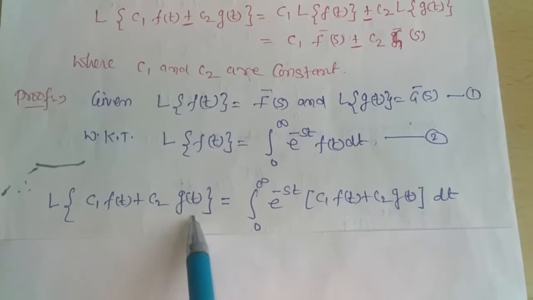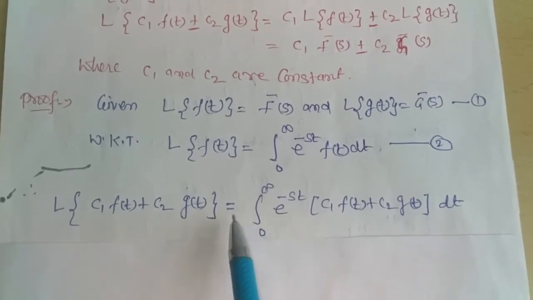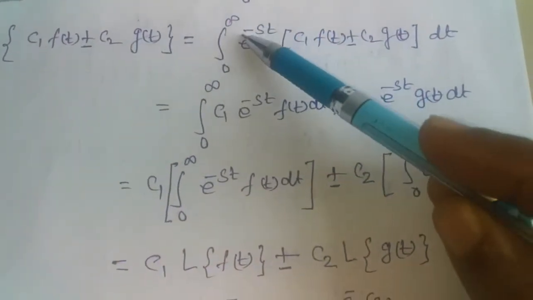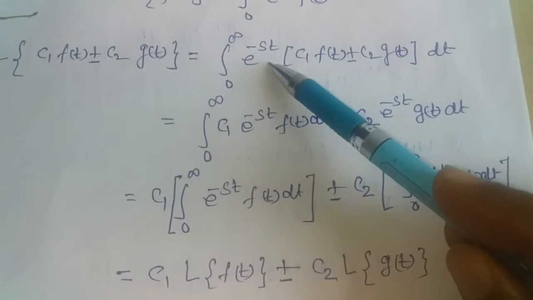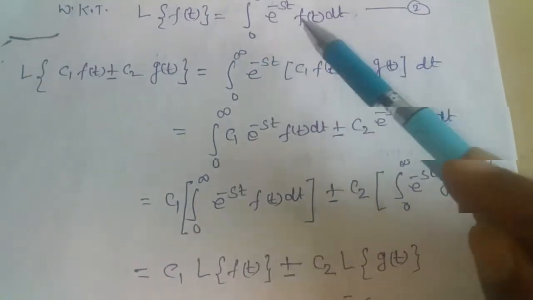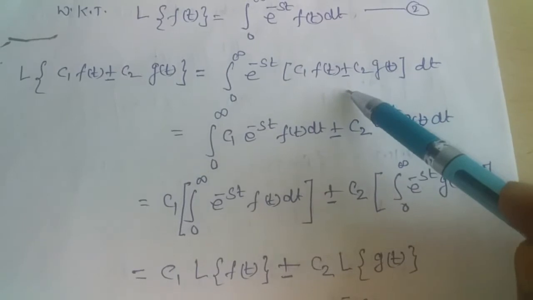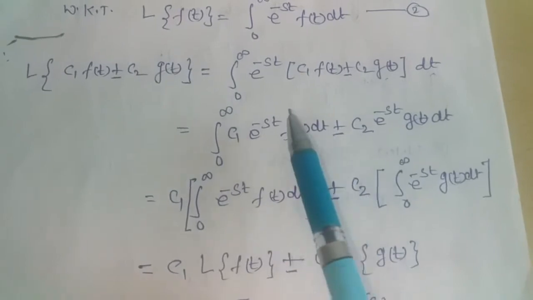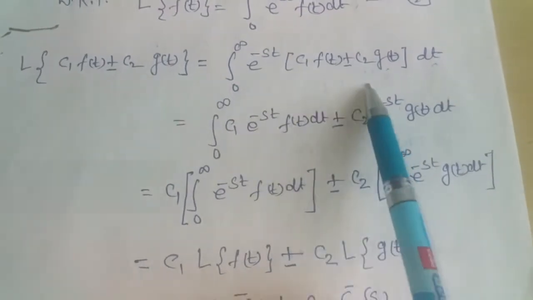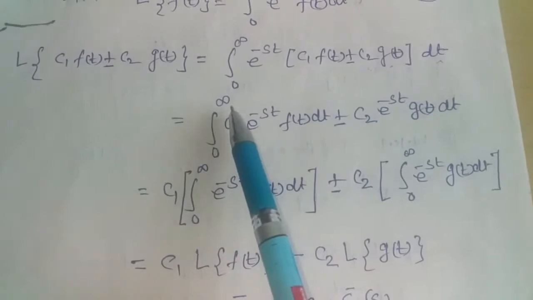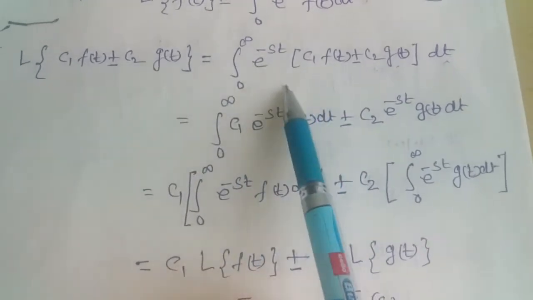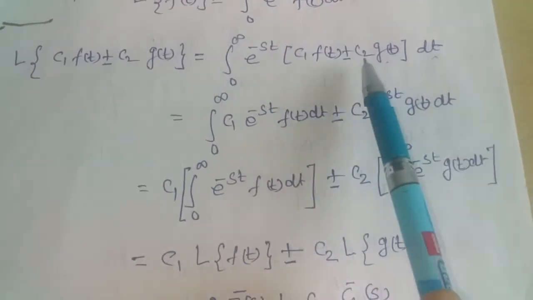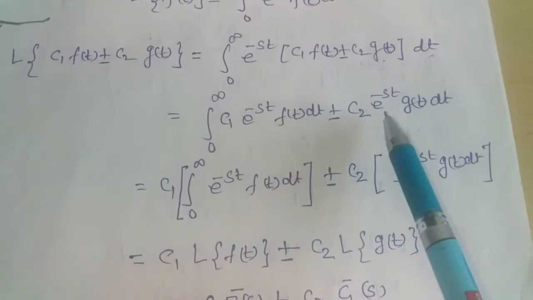So in place of f(t) we write this expression, and then we get the Laplace transform of c1 f(t) plus c2 g(t), which is equal to the integral from 0 to infinity of e raised to minus st times (c1 f(t) plus or minus c2 g(t)) dt. Now we multiply e raised to minus st into this bracket, and we get the integral from 0 to infinity of c1 e raised to minus st f(t) dt plus or minus c2 e raised to minus st g(t) dt.